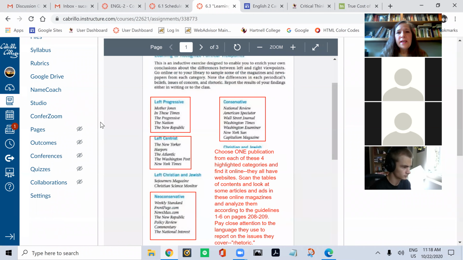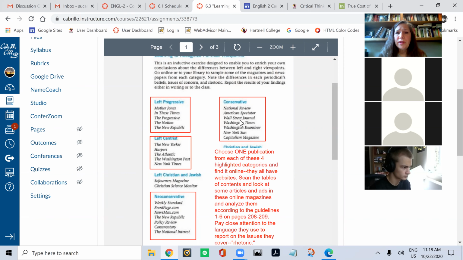Okay, so this is the exercise. There are 4 categories of publication, and this is an exercise in learning to recognize political viewpoints in media. In particular, this kind of media. These are news magazines that are political news magazines.